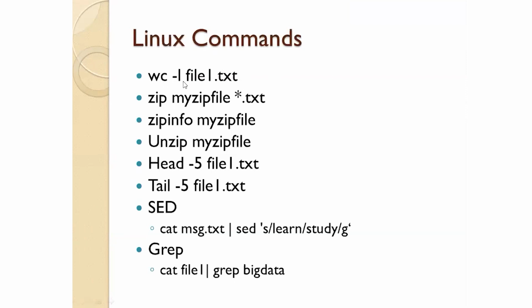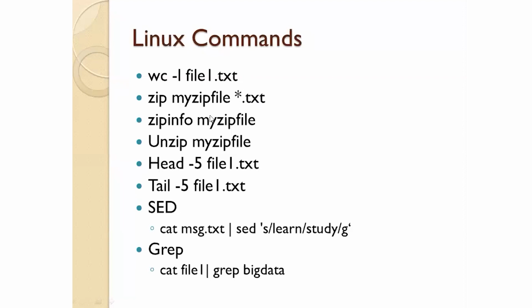Suppose you are dealing with a zip file, not text files. How do you create a zip file in the Linux system? zip is the command used to create a zip file. Give the zip keyword, then the zip file name which you want to create, and then give all the text files which you want to zip together. If you have all the text files in a single directory, you can use an asterisk, *.txt.